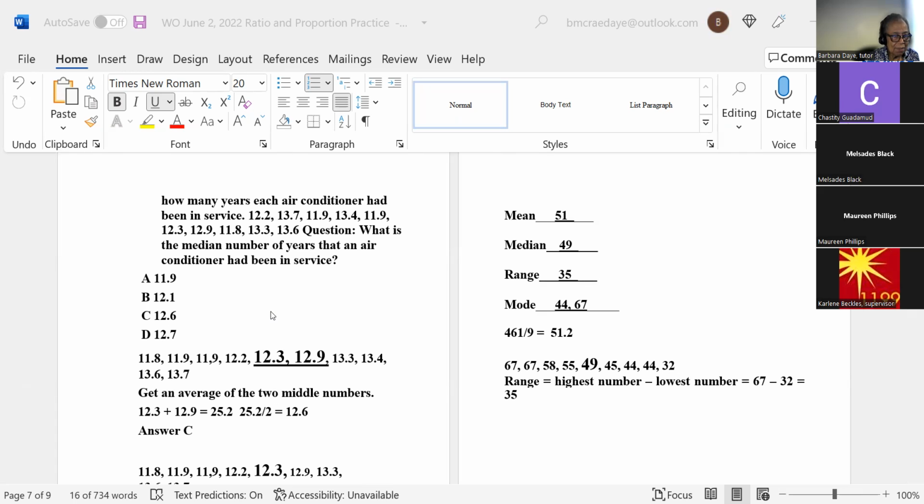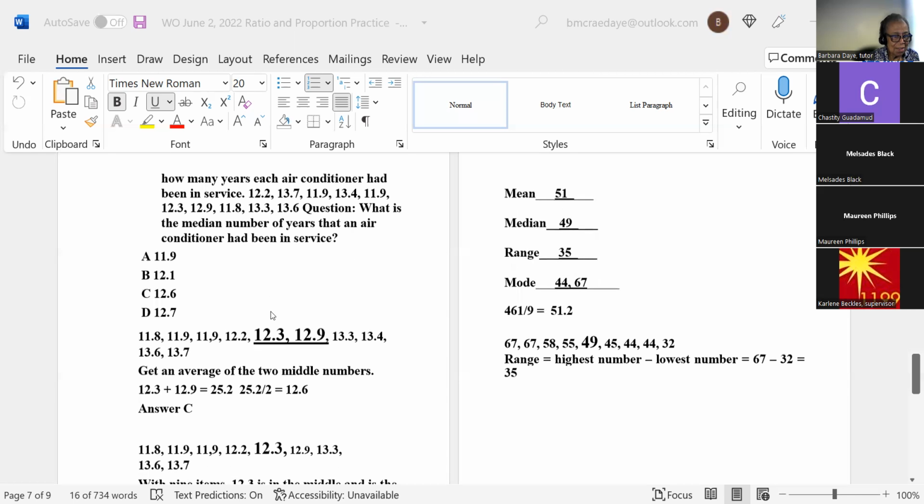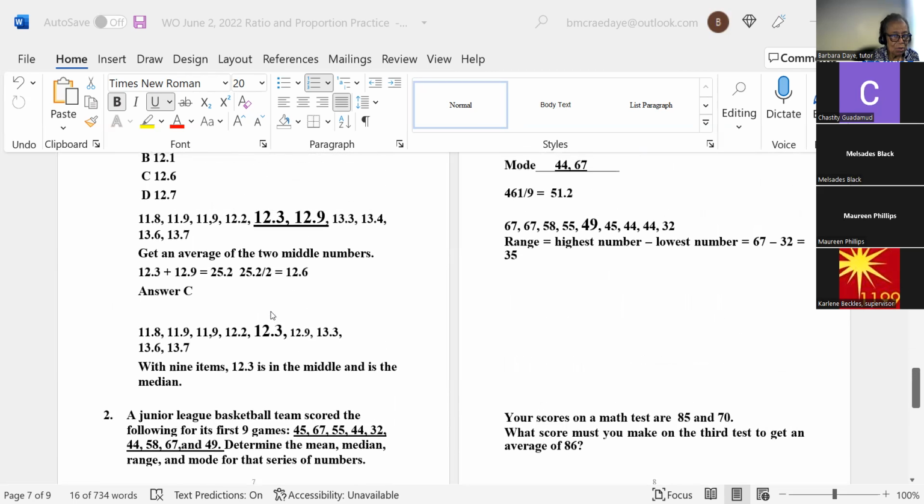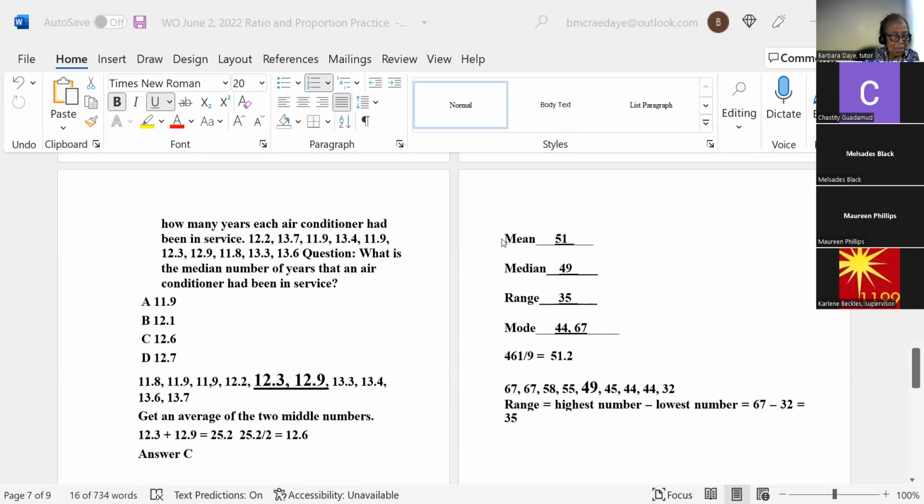Are you... do the one with the junior league basketball? Yes, we did that one, number two. And we had the mean, did you get these, Maureen? Mean 51, median 49, range 35. There were two modes, 44 and 67.